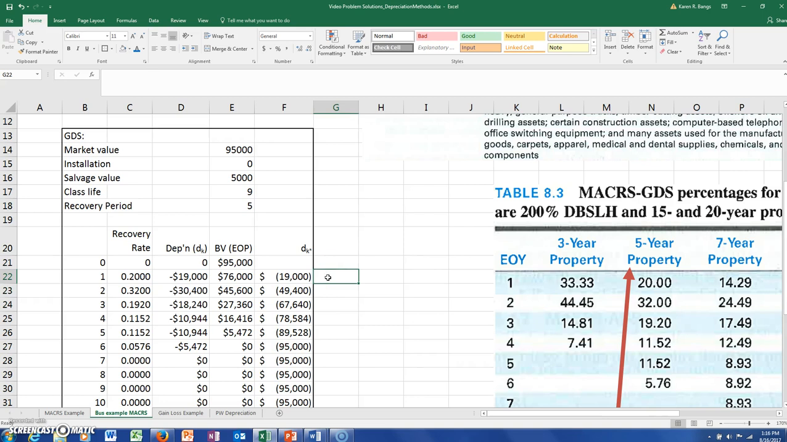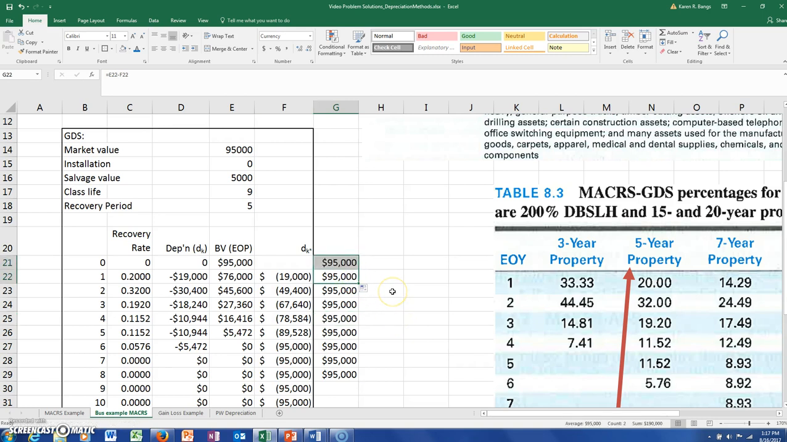We also know that the sum of the book value plus the absolute value of the accumulated depreciation will always equal the cost basis. And so we can see that here no matter what year we have, book value plus accumulated depreciation, the absolute value of the accumulated depreciation, is our $95,000 original cost basis.